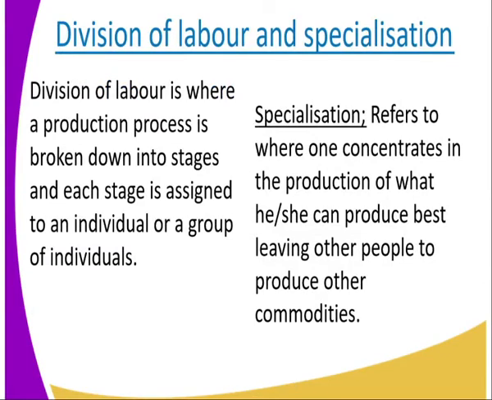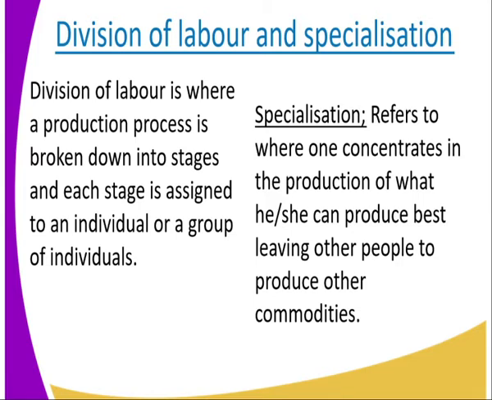We start with the definition or explanation of division of labor and specialization. We start with the first one, division of labor. When we talk about the division of labor, it is where the production process is broken down into stages, and each stage is assigned to an individual or a group of individuals. So that is what we refer to as division of labor. You break down that process of production.